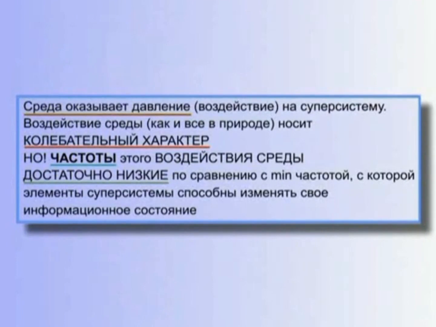Compared to the minimum frequency at which the elements of the supersystem can change their informational state. I went outside and got dressed, or took an umbrella, just like that. And that's it. That is, I quickly change my state. But the factors we have are slow. Remember the law of time. Do you remember that? Slowly changing factors. And now, what has become our habitat?